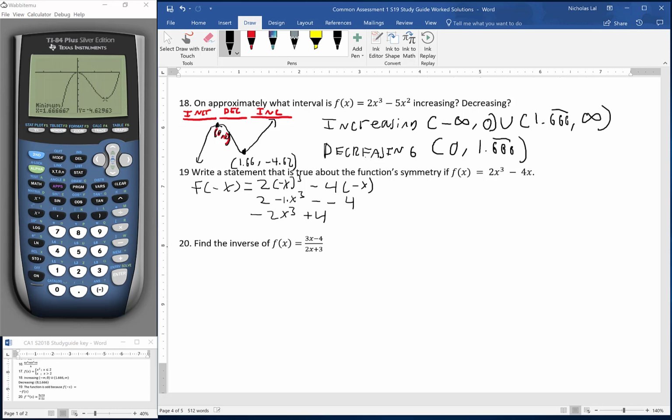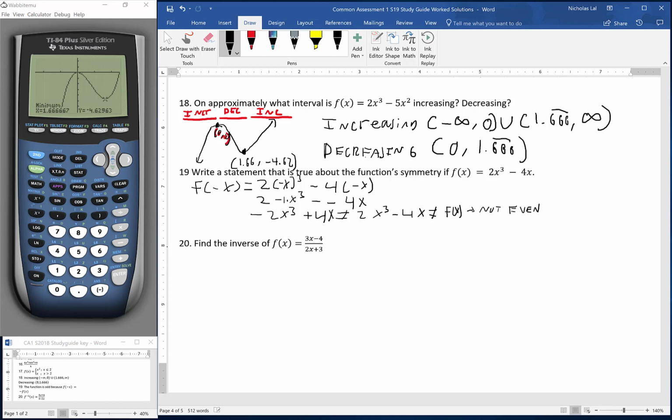And this is not equal to f of x. This does not equal 2x cubed minus 4x. This is not equal to f of x, so this is not even.